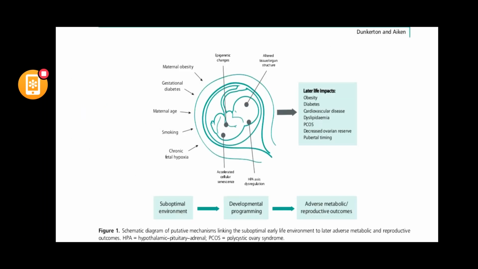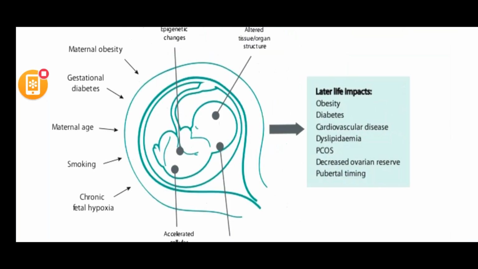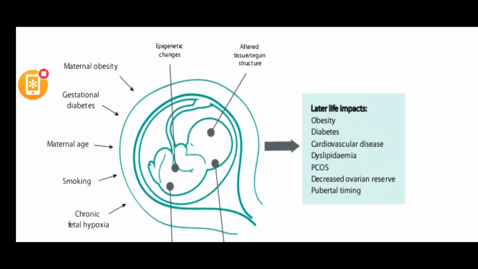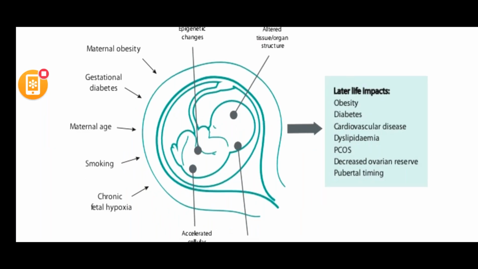So these are the two diagrams that you'll see in TOG. So the same thing, that it can alter the tissue organ structure, it can affect the epigenetics, it can affect the maternal obesity, gestational diabetes, maternal age, smoking, chronic fetal hypoxia. All these things are going to affect the baby, right?